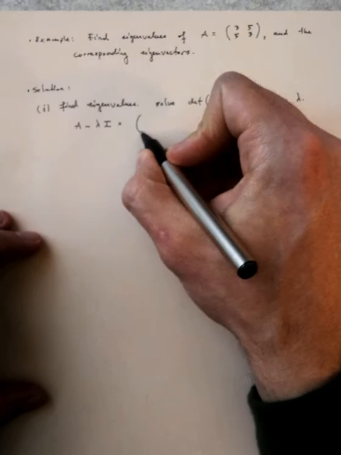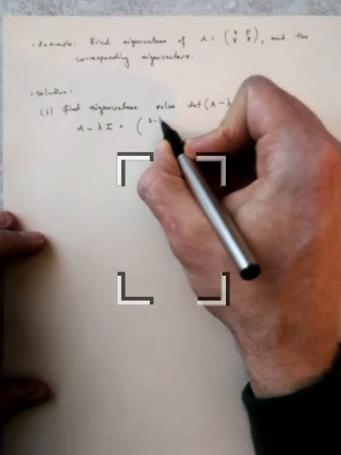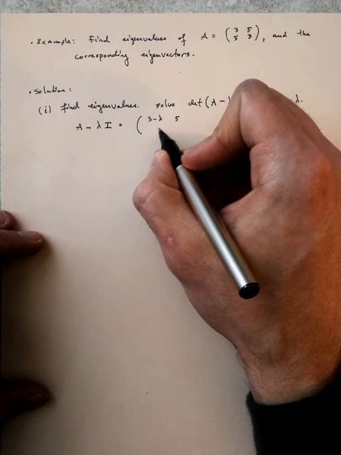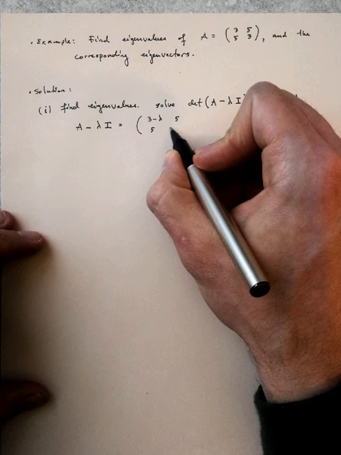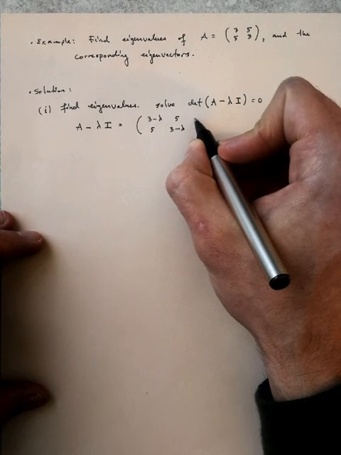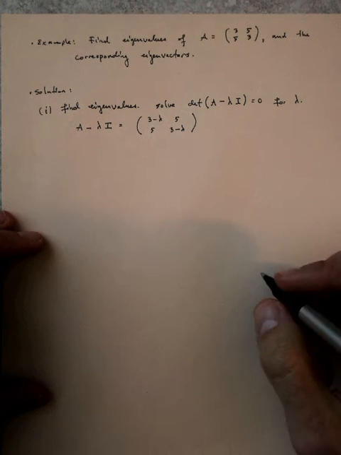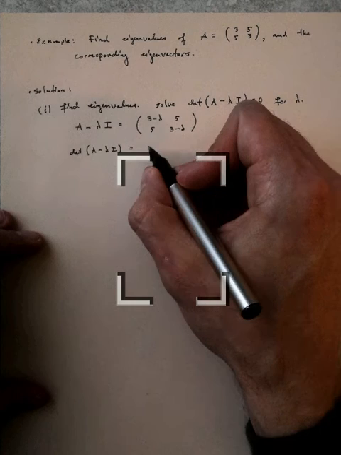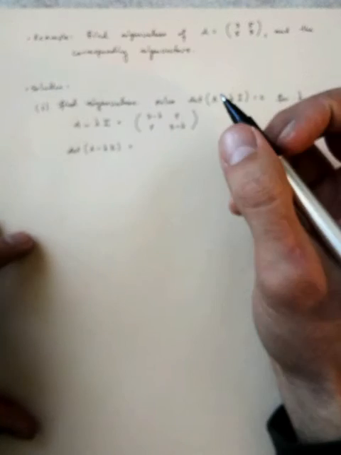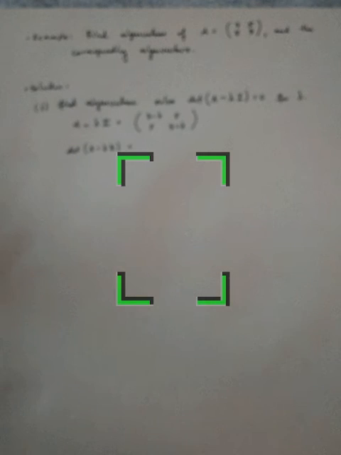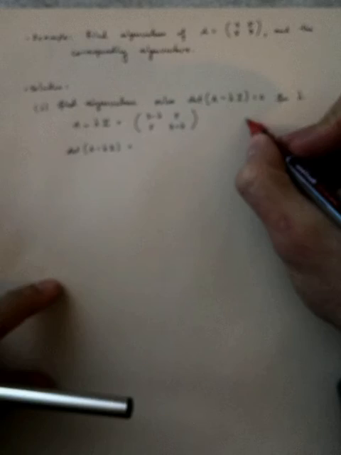This equals 3 minus lambda, 5, 5, and 3 minus lambda. Look right? Okay, so I want to set the determinant of this equal to 0. So this is equal to, so remember how to find the determinant of a 2 by 2 matrix.